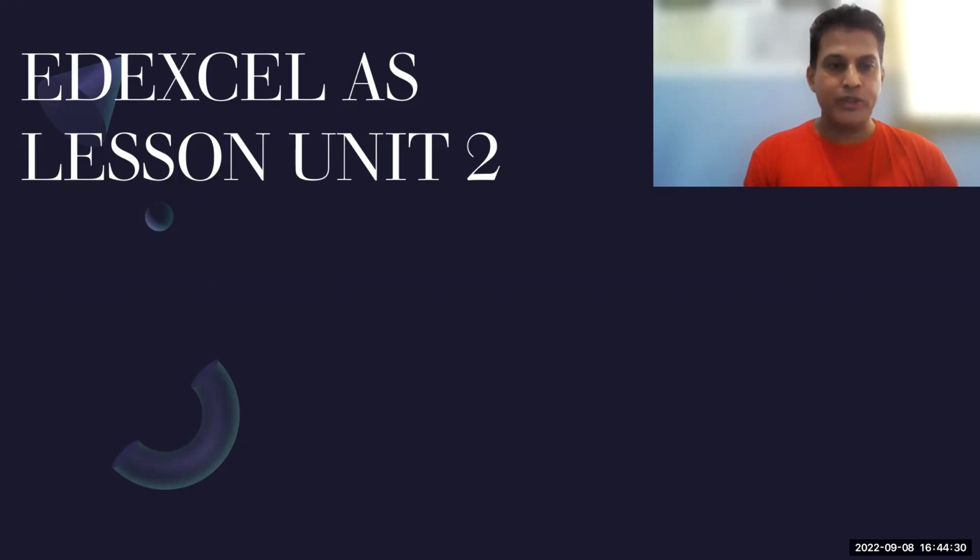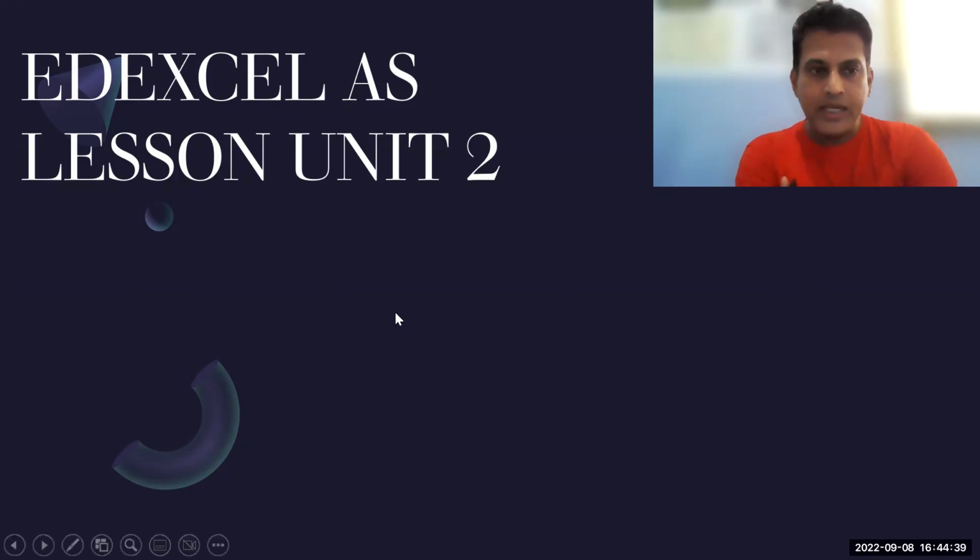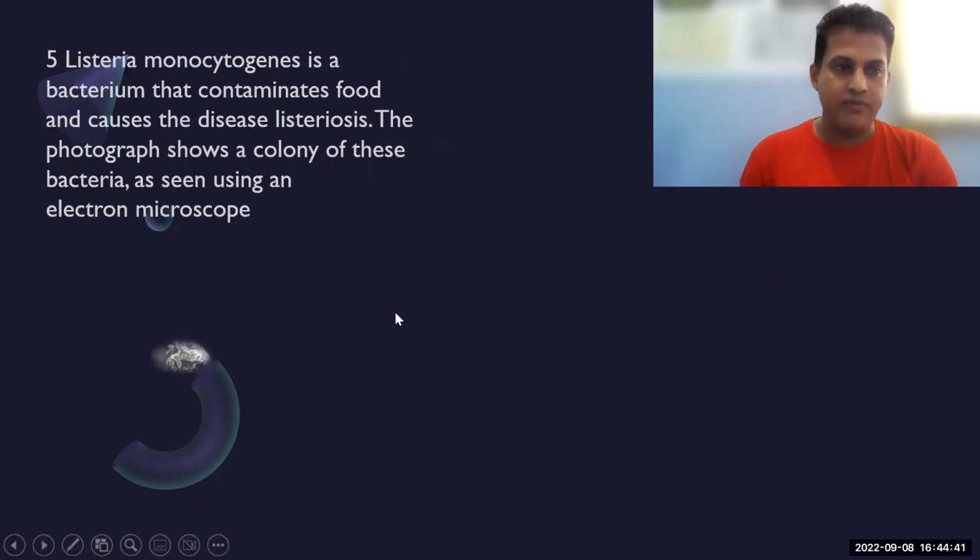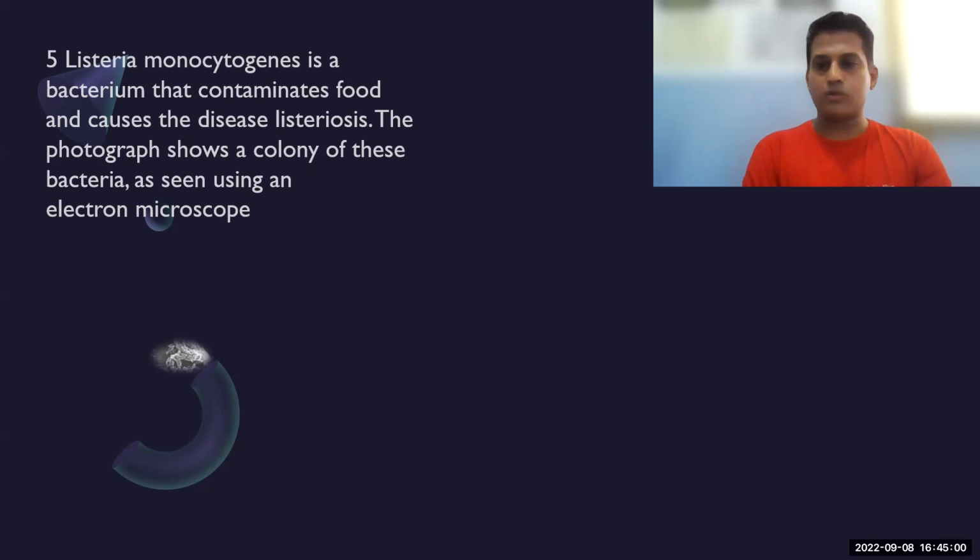Today I'm going to do this question about microscope. I have selected this question. Let's first read the question. Listeria monocytogenes is a bacterium that contaminates food and causes the disease listeriosis. The photograph shows a colony of these bacteria as seen using an electron microscope.